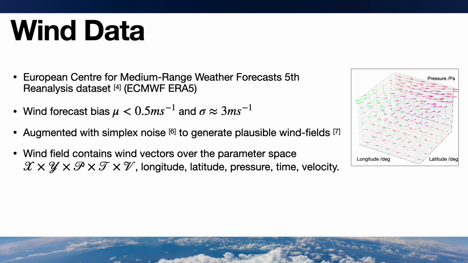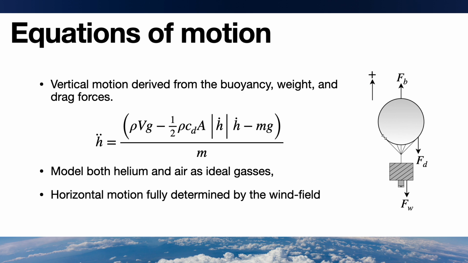We use the ECMWF ERA5 wind forecast to generate data and linearly interpolate at the balloon's location. Researchers have investigated the accuracy of the wind forecasts and found there exist biases of less than roughly 0.5 meters per second and standard deviations of 3 meters per second. To solve this, previous methods augment the wind field with simplex noise to emulate forecasting errors and generate plausible wind speeds. The vertical motion of the balloon is derived from the buoyancy, weight, and drag forces.